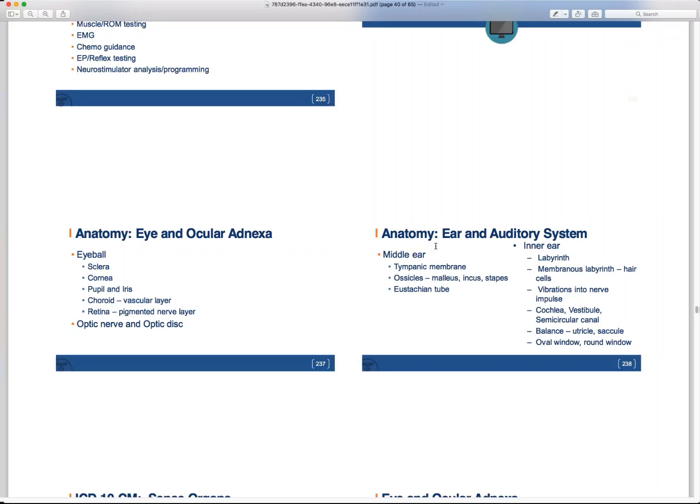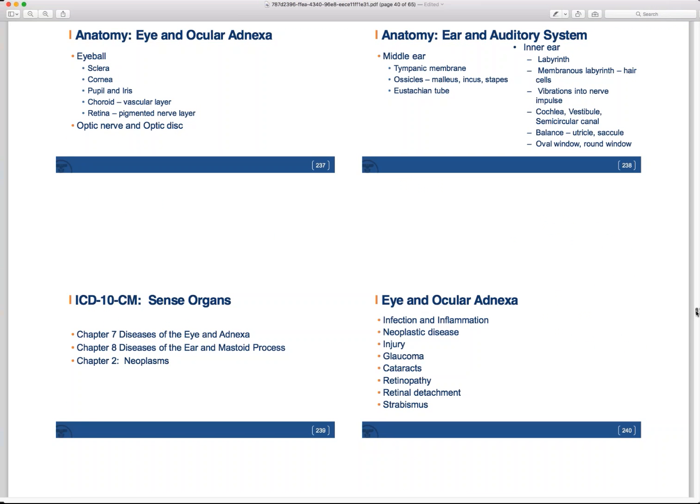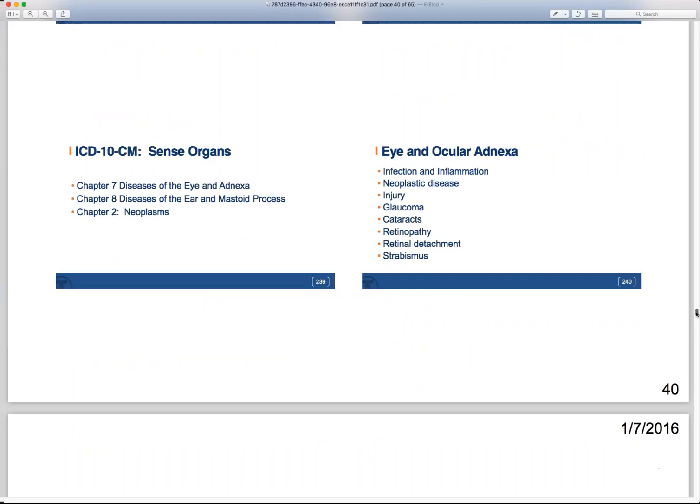Make sure you understand those parts of the middle ear. You should have the tympanic membrane, and then these are the bones, the ossicles, the names of the bones, three bones here, and your eustachian tube. As far as the senses, where it has eye and ocular adnexa, main definitions here, remember strabismus surgery? Strabismus surgery, where is that?